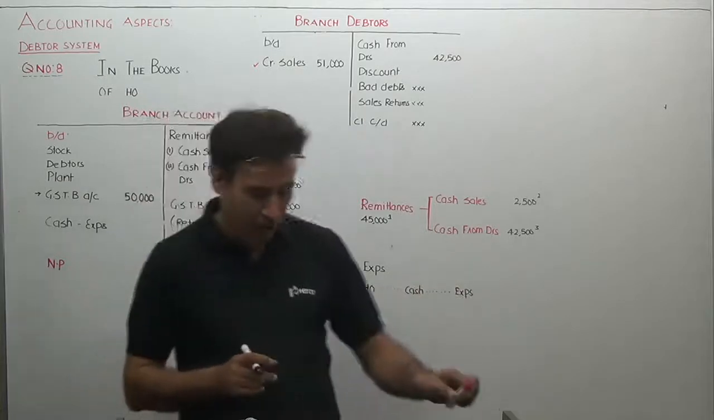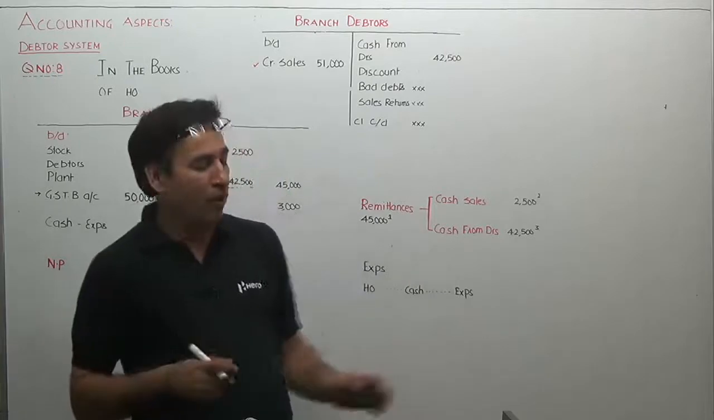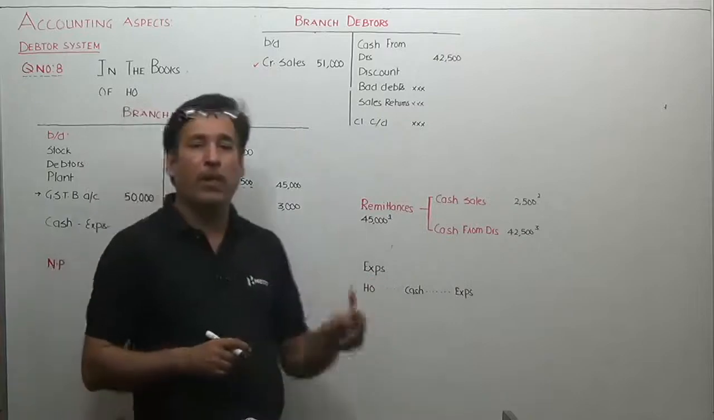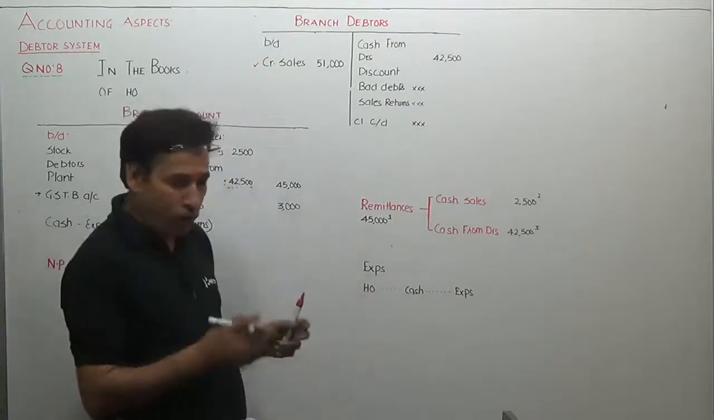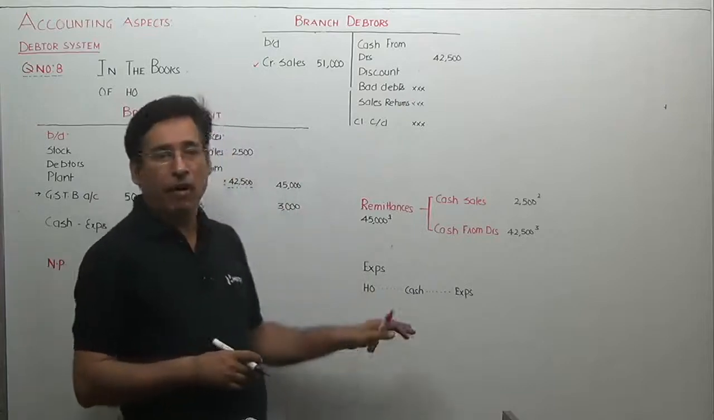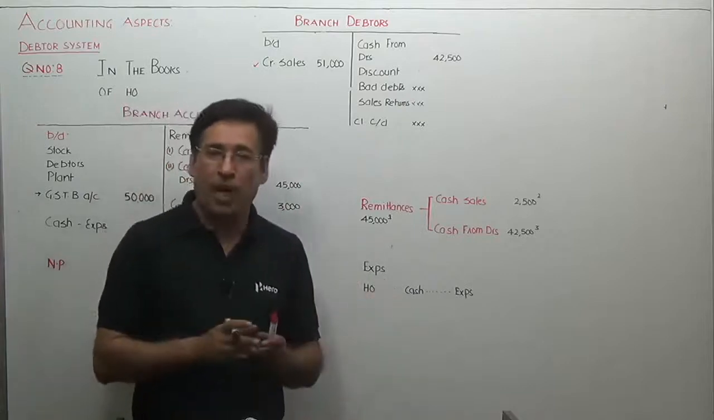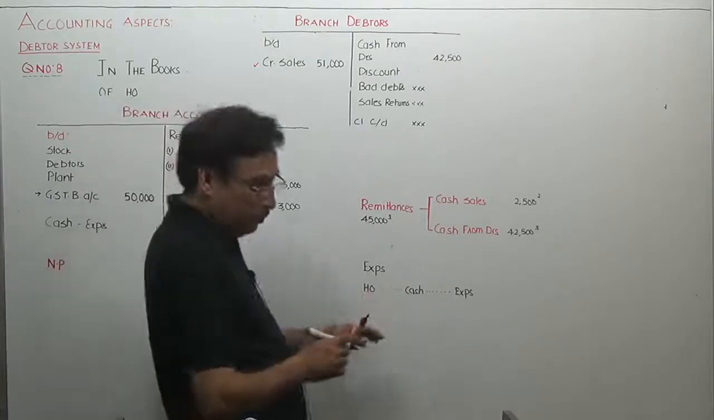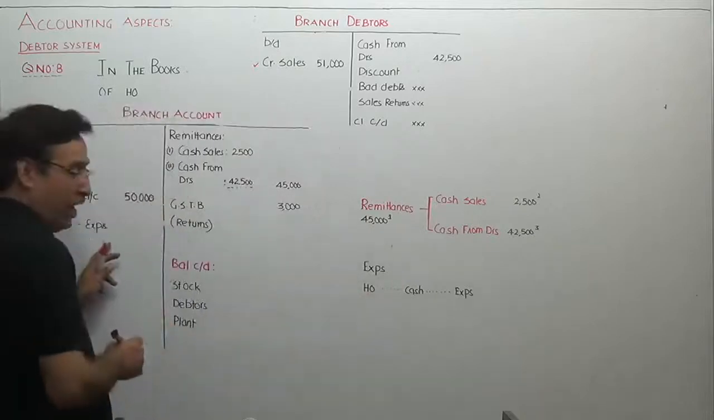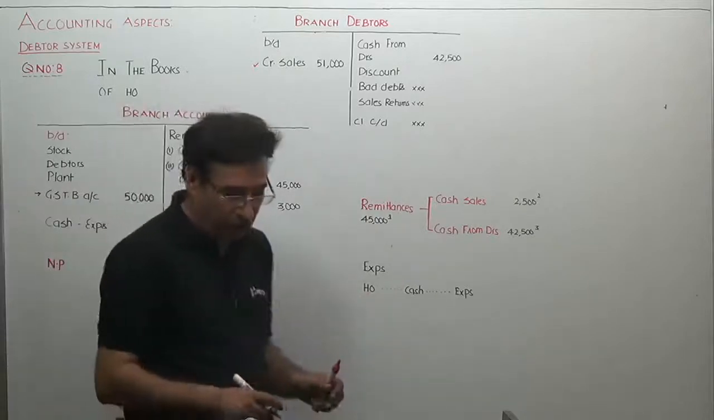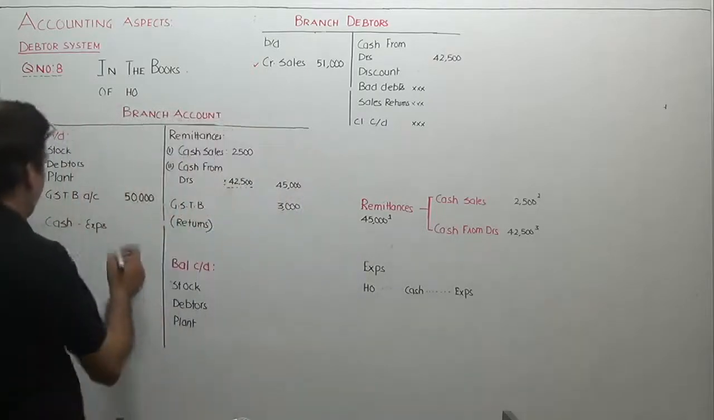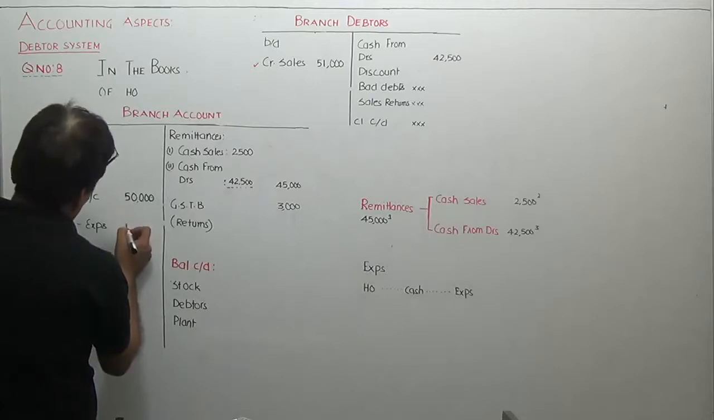Even though it is written here that expenses paid by head office, honestly speaking, head office will not pay the expense. Expenses will be paid by branch only. So you will have to presume it this way round, that head office must have sent cash to branch and branch then must have spent the amount. Is it clear to you? So when head office sends cash, you are going to write it on the debit side here. So the amount of expenses is 10,000. So you are going to write here 10,000. Is it clear? And it should be clear.